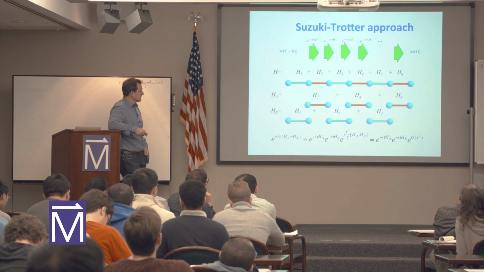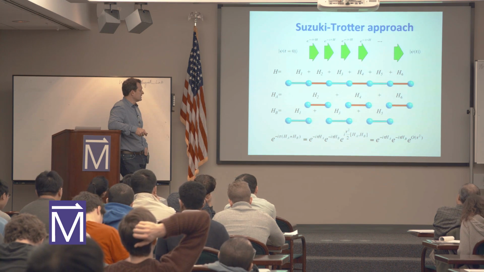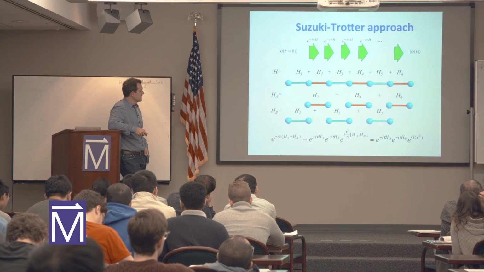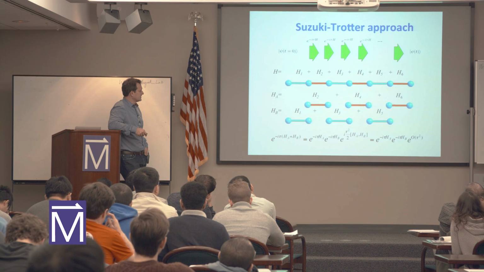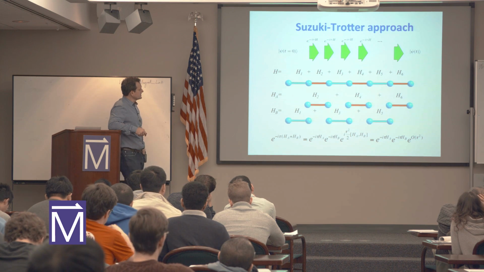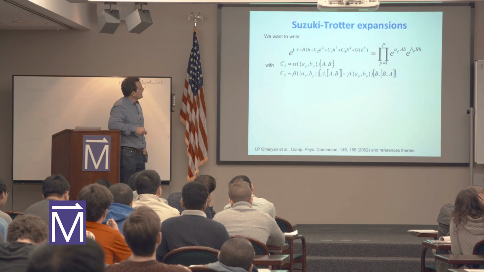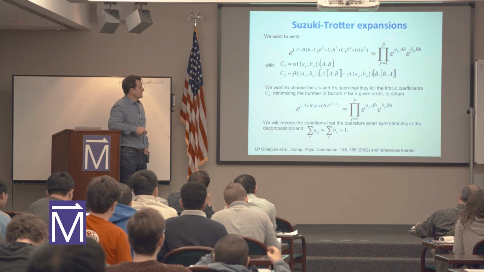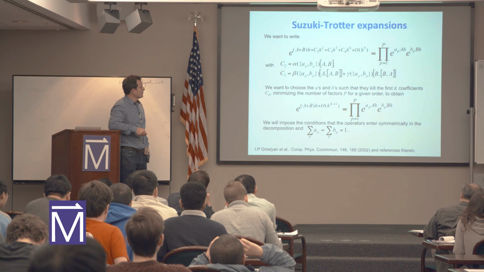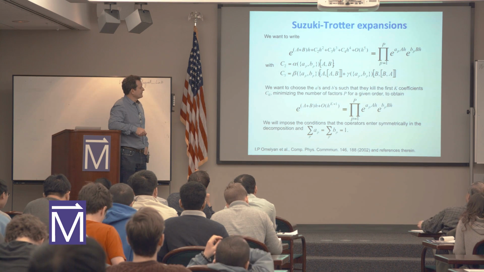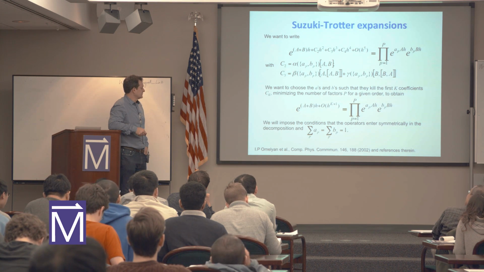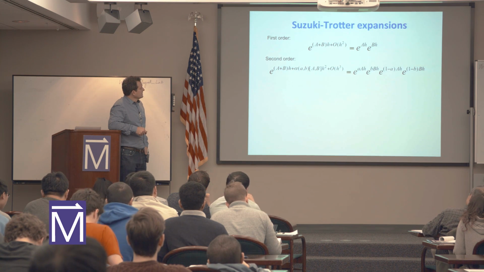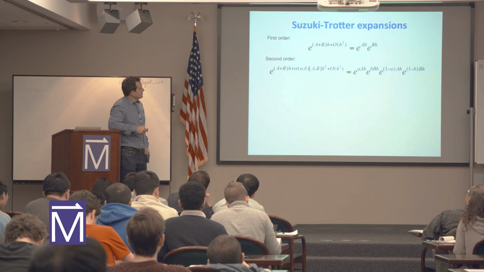This is a first order decomposition that has an error of the order of tau square. You just write the exponential as the product of the two exponentials, but you can cook up higher order expansions. There's a recipe for that. I won't go through it because it's mathematical and technical, and it's not worth it right now, but you can look at it. So for first order, you get this, the product of the two exponentials.